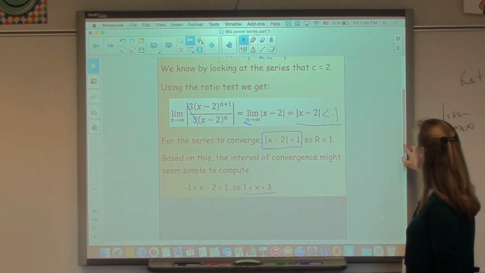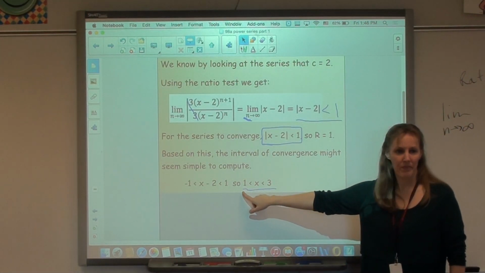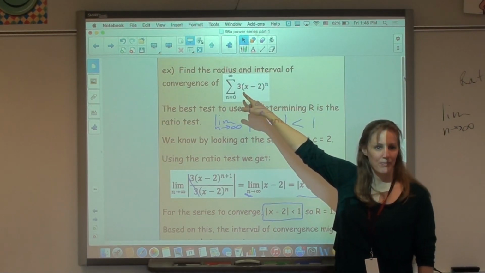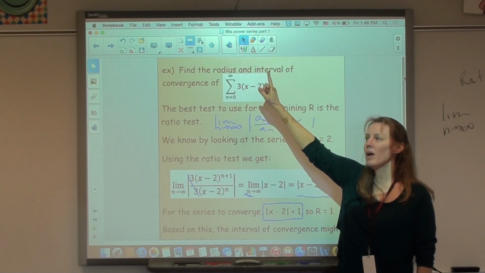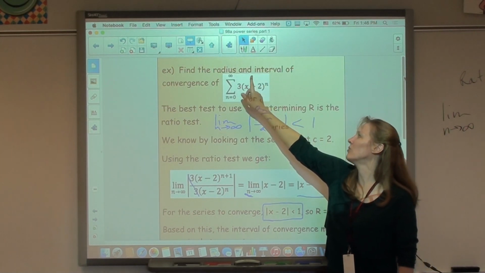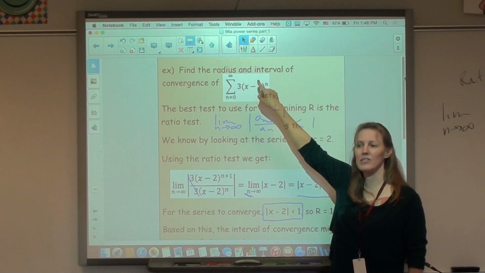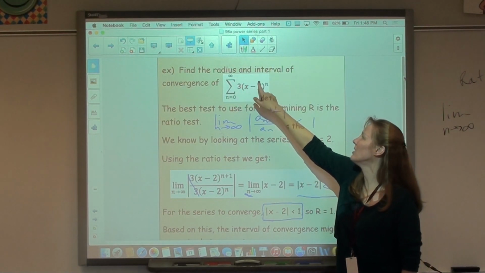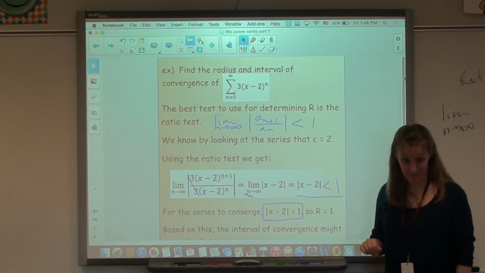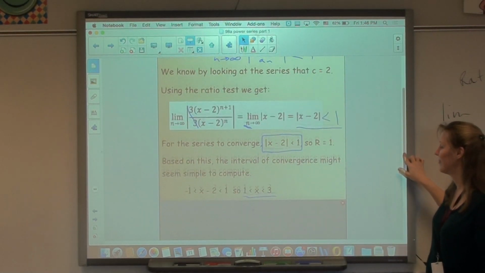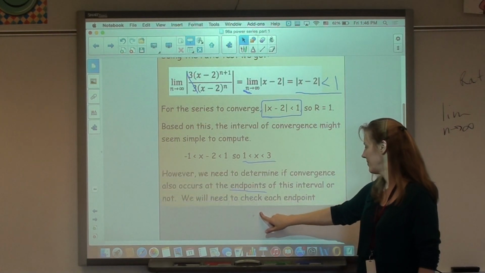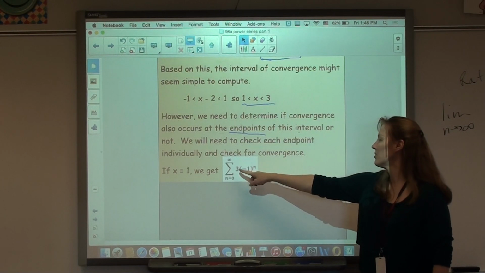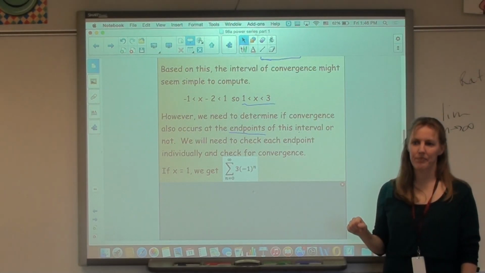So here's what you do to test your endpoints. The first endpoint is 1. So you just take 1 and plug it into your series. If you plug 1 into the series, for x, not n, these are x values, okay? You plug 1 in, you get 3 times negative 1 to the n.